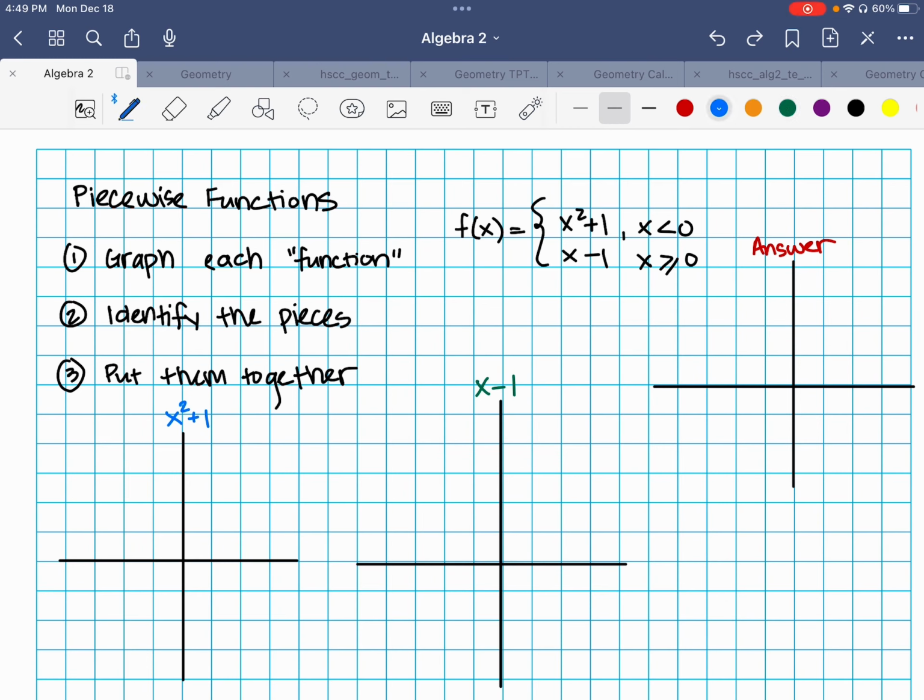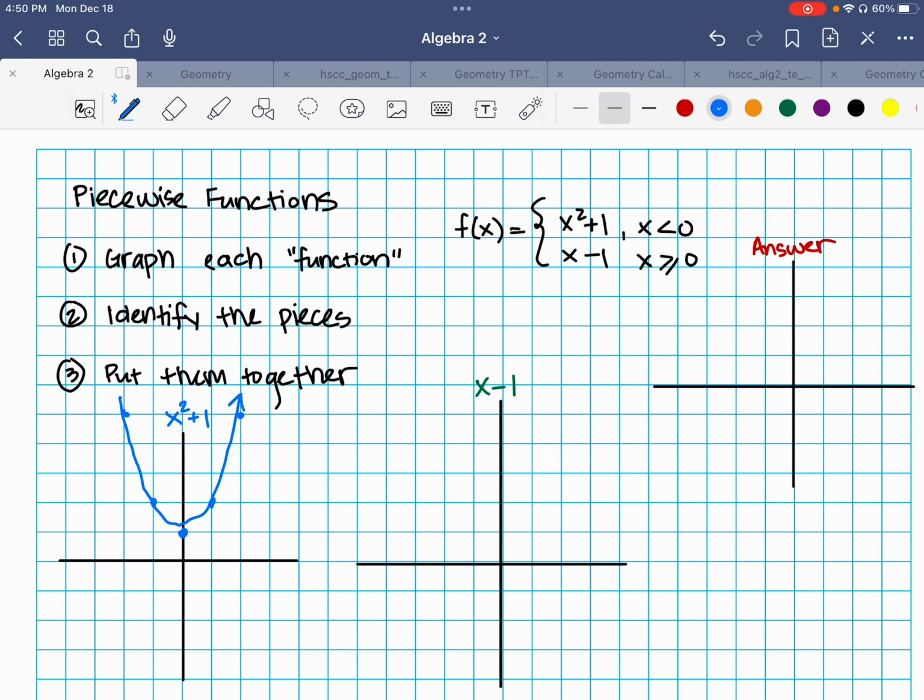First thing I'm going to do is graph x squared plus 1. That's this one right here. We know it's a quadratic that's been shifted 1 unit up. So if I graph the quadratic shifted 1 unit up, I know it's going to follow the pattern 1, 3, 5, 7, which a lot of teachers use. So that's the graph I'm going to have for that quadratic.